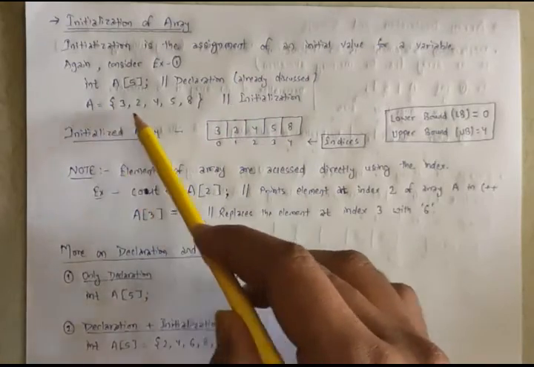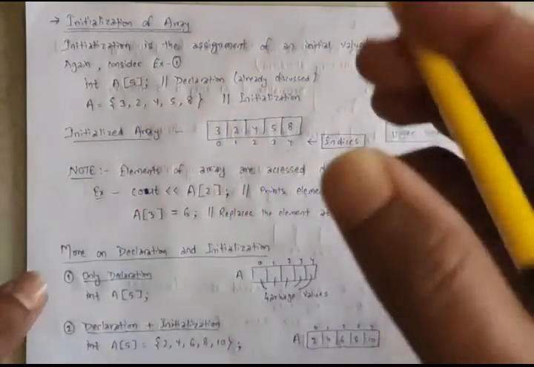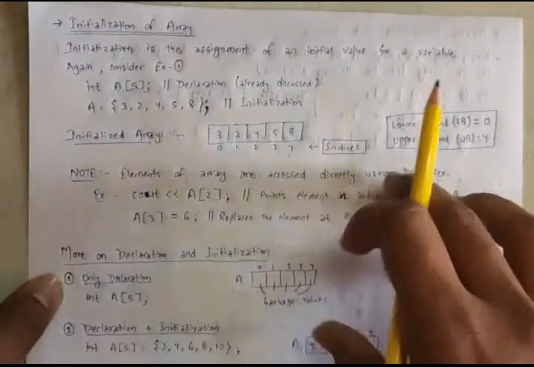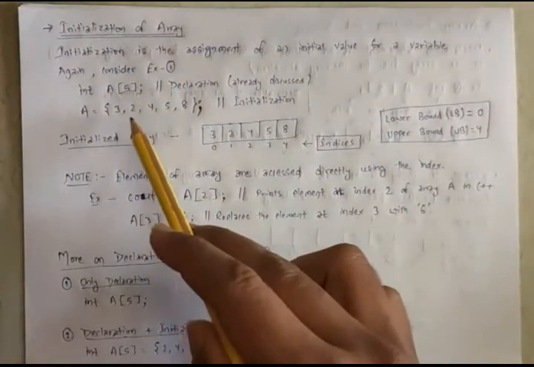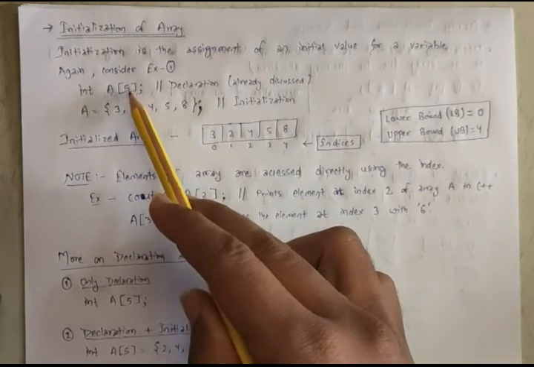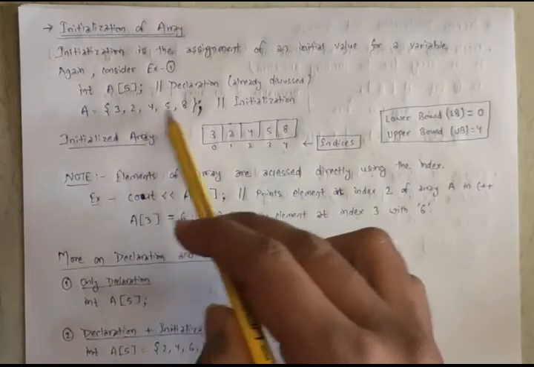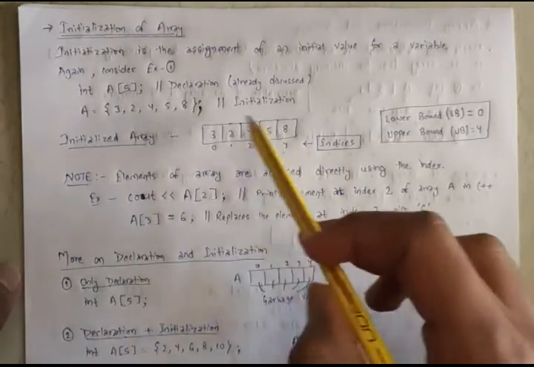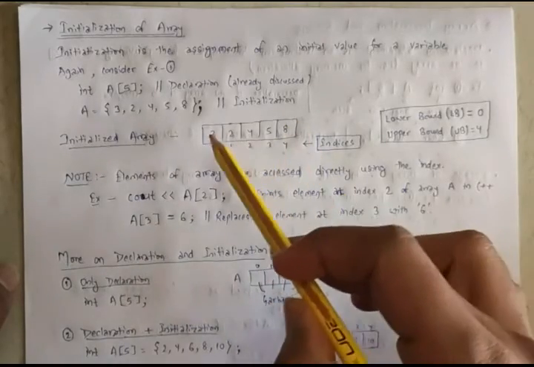So this is the syntax for the initialization. There would be a semicolon over here also in C or C++. So A equals all the elements. The size of the array is 5, so 5 elements have been initialized to it. This is how the initialized array looks.